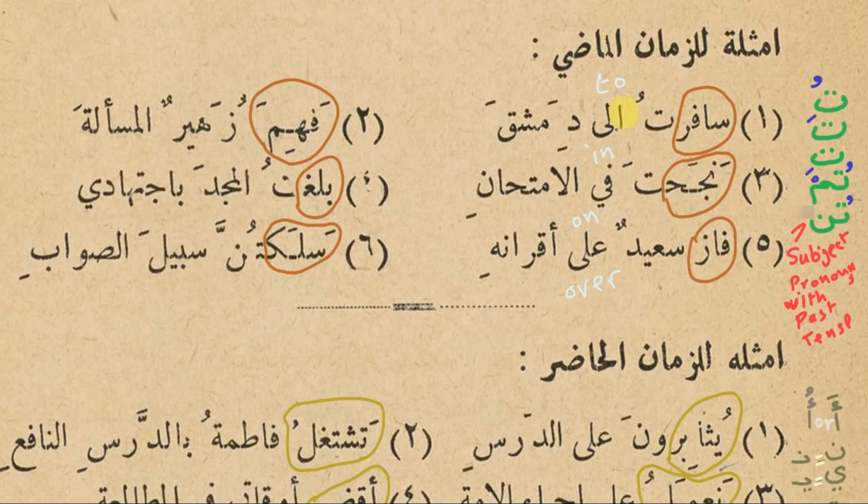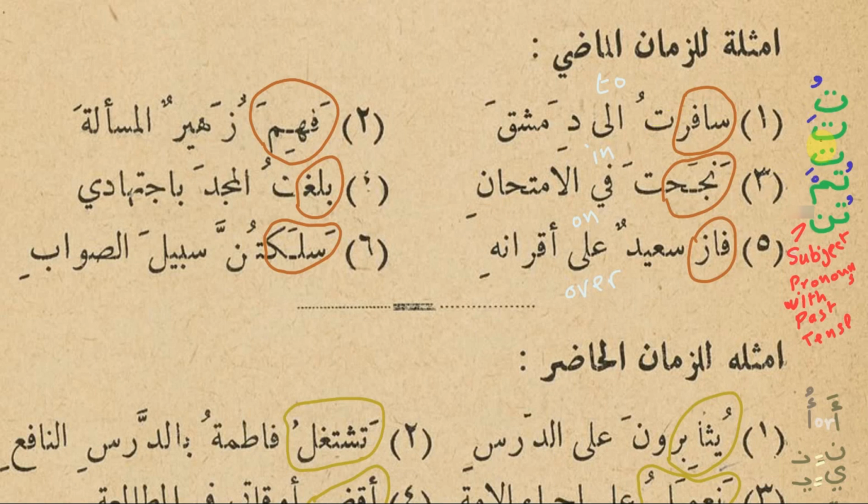The tu is I, سافرت. Ta is you, singular, masculine. So if you're talking to a boy or a man, you add ta, سافرت. If you say سافرت, you mean you traveled, talking to a singular masculine. Ti is for a singular feminine. So if you say سافرتِ, ti, that means you traveled. If you are talking to a girl or a woman, ti.